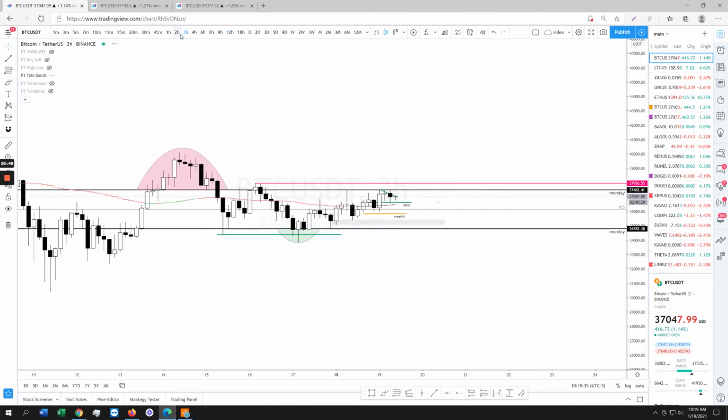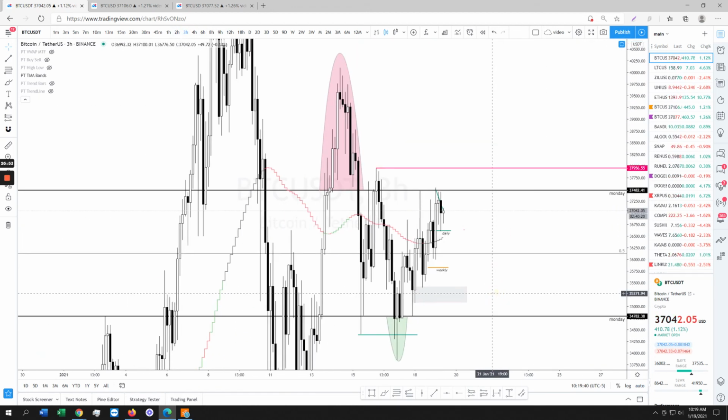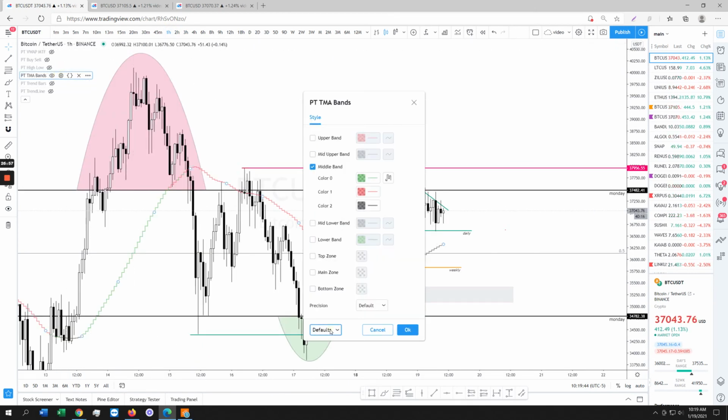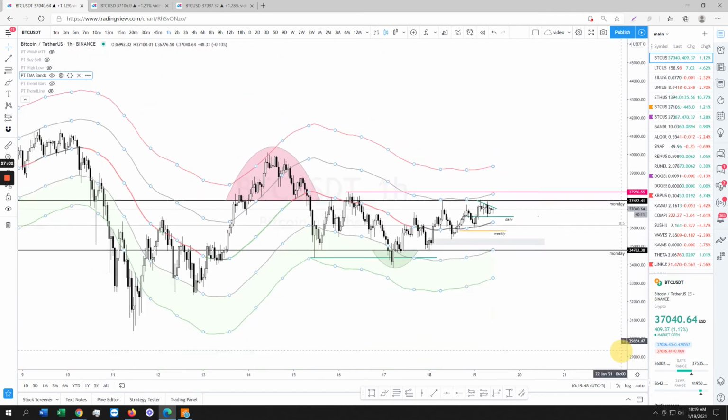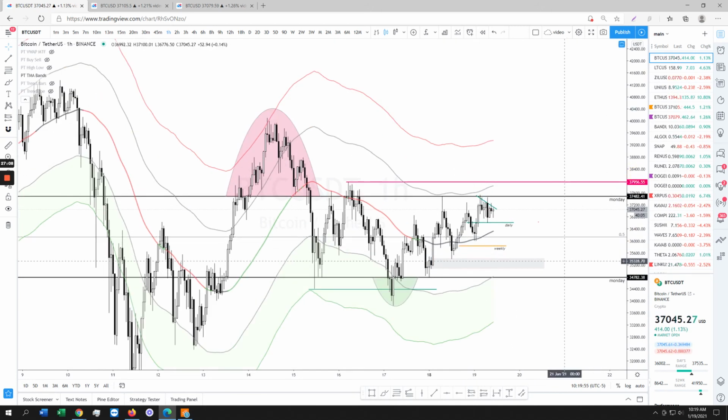As long as we stay above the 1 hour TMA, we should be okay for more upside, guys. I told you in the video yesterday, if you look at the bands themselves, they started curling up. Your 1 hour band started curling up, which is basically saying, hey guys, I'm going to be supported by my bands now. You could actually use the bands as a support level.